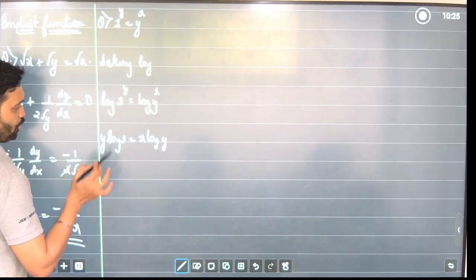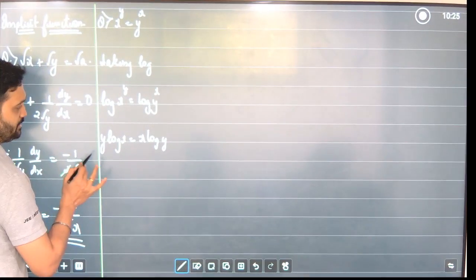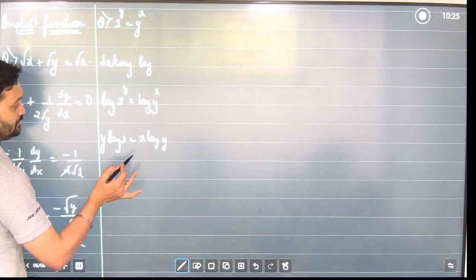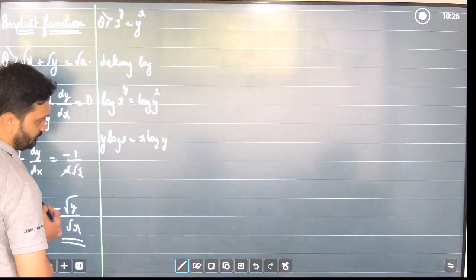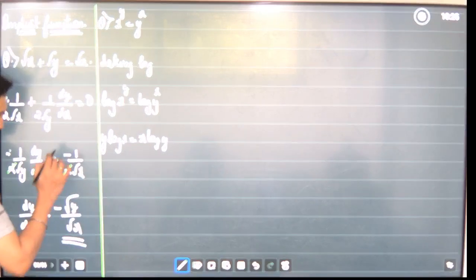Now, see, it's very important for you in implicit function. The major step is you have to take all the dy by dx terms on the left hand side and non dy by dx terms on the right hand side. So what you're supposed to do is take all the dy by dx terms on the left hand side and non dy by dx terms on the right hand side.